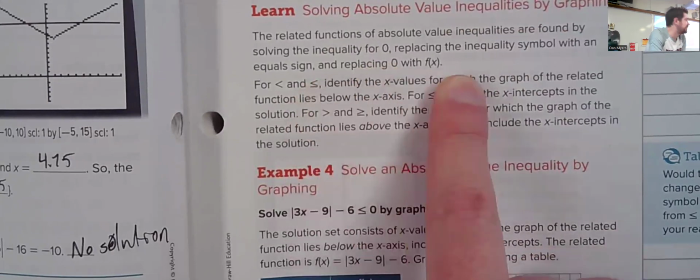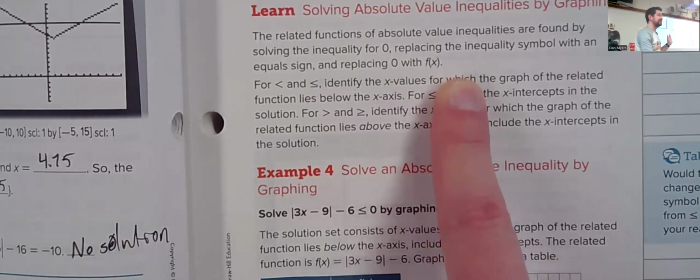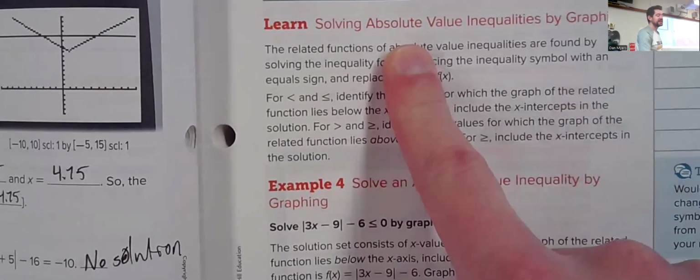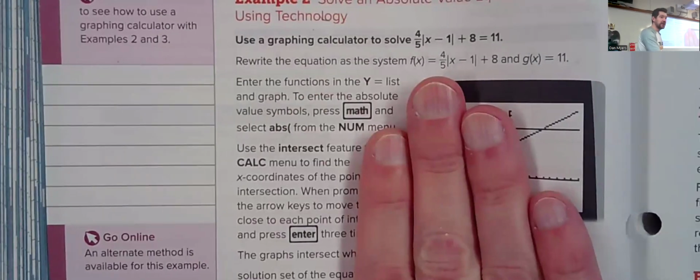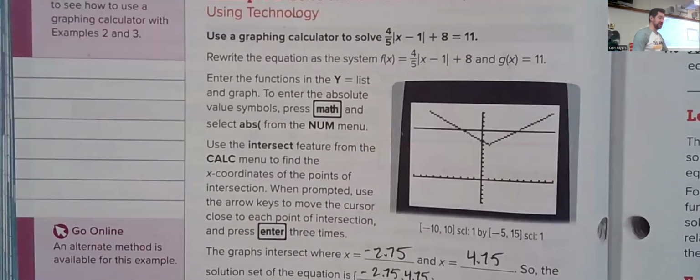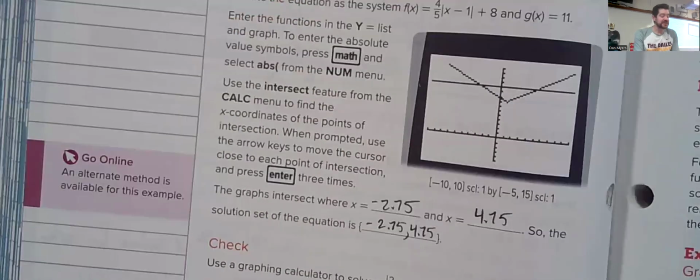And replacing 0 with f of x. So basically get it equal to 0 and write a y equals equation, just like we did before. You have to keep in mind the absolute value symbol, though, when you actually answer the question. So it starts off identical to this kind of stuff here. Get it equal to 0, graph the equation, and see what the equation looks like. So that's how we start these.